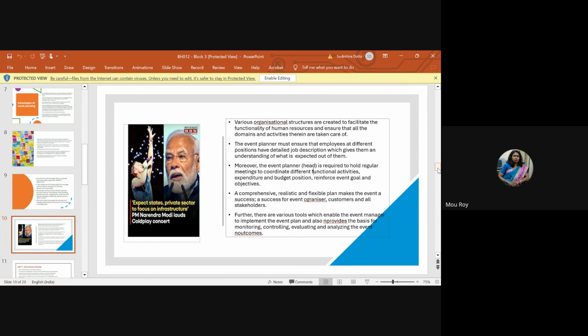You understand who the stakeholders are? The event organizer, the host community, everybody. So, if the event is successful, as Modi has said, it is a success for the event organizer, the customers, that is the audience, and also the stakeholders. Now, further, there are also various tools which enable the event manager to implement the event plan and also provide the basis for monitoring, controlling, evaluating, and analyzing the event outcomes.